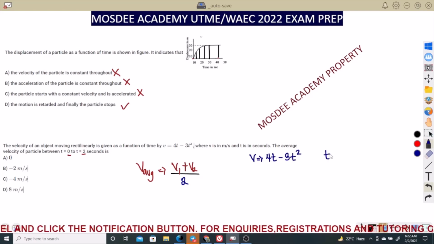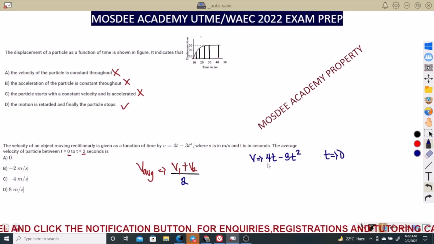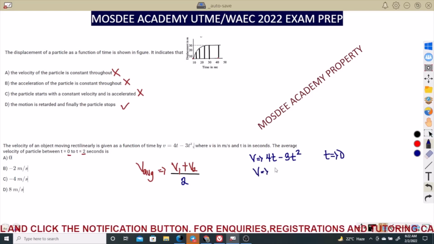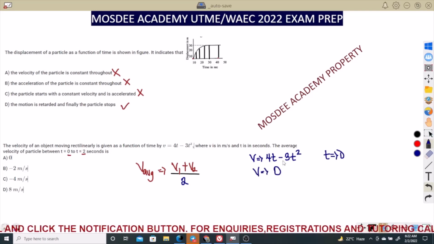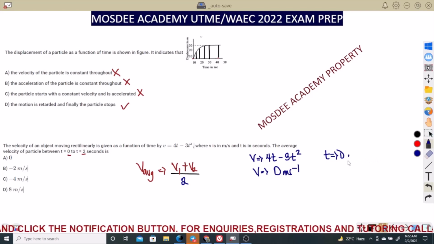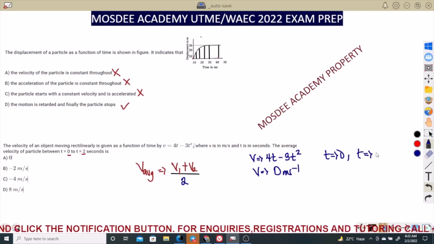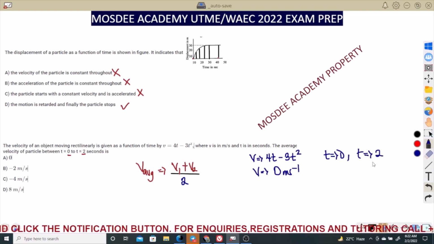At time t equals 0, my dear students, if you put 0 in here, you are going to get 0. 4 times 0 is 0. 3 times 0 squared is also 0. It's 0 meters per second. At time t equals 2 seconds, I hope you are following. We substitute t equals 2 seconds.